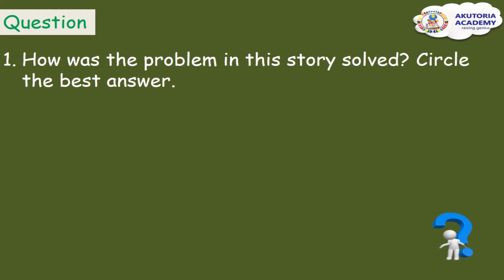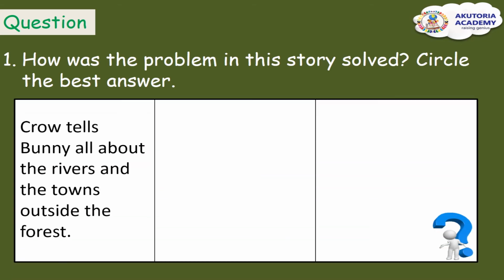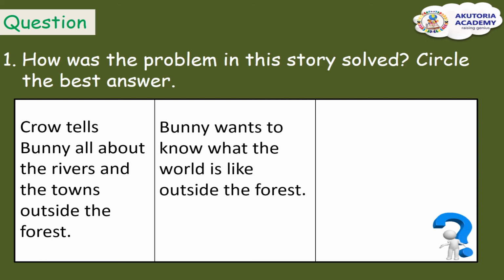Question time. How was the problem in this story solved? Circle the best answer. Crow tells Bernie all about the rivers and the towns outside the forest. Bernie wants to know what the world is like outside the forest. Bernie doesn't have any friends. What's the answer?